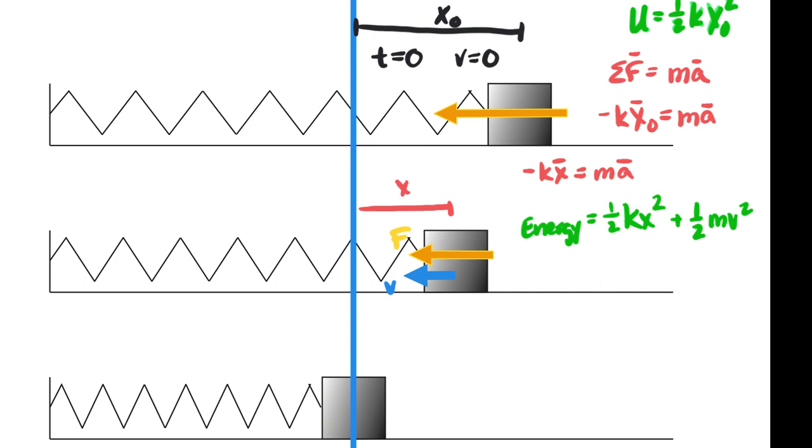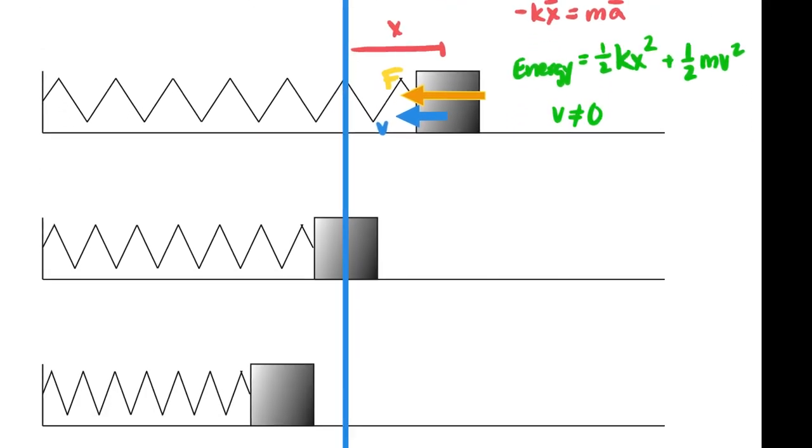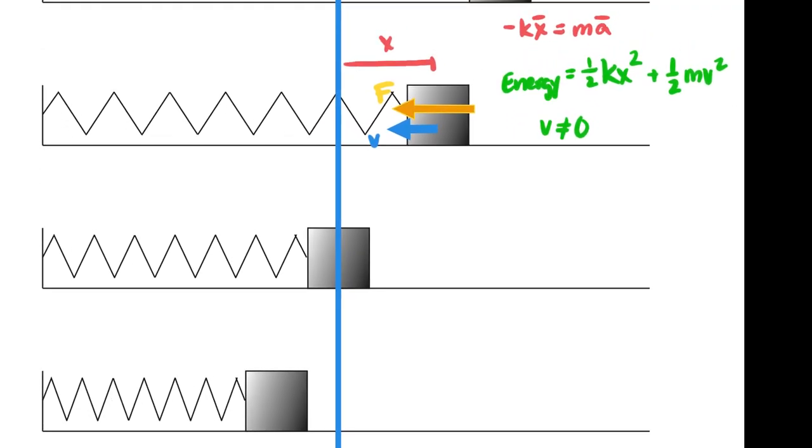So at this moment, the velocity is no longer equal to 0. Now, the box is still accelerating. It's still getting faster, but the acceleration is less than it was because the force is less. So the force is less, the acceleration is less, but the velocity is increasing. We make it to the next step.